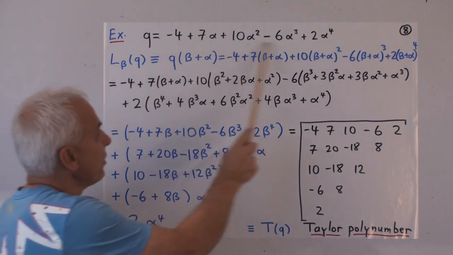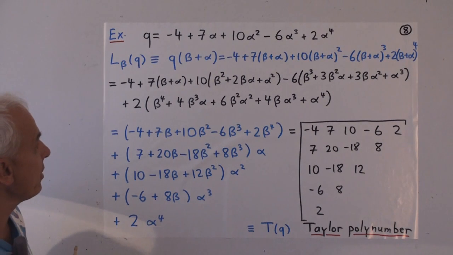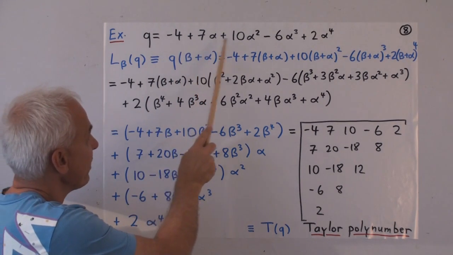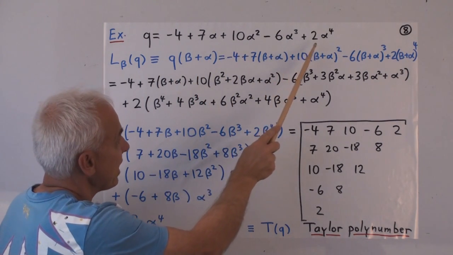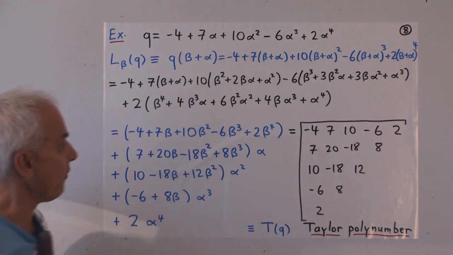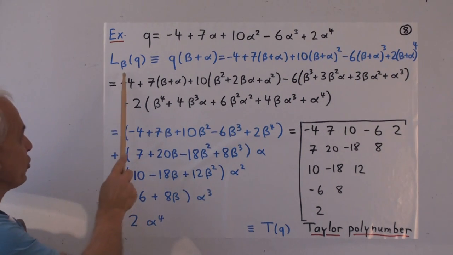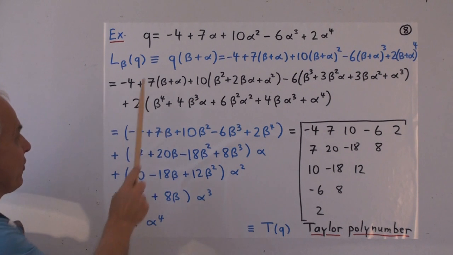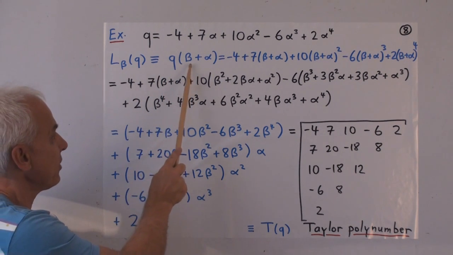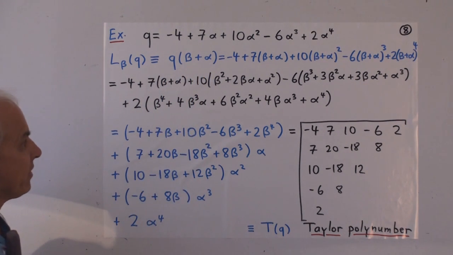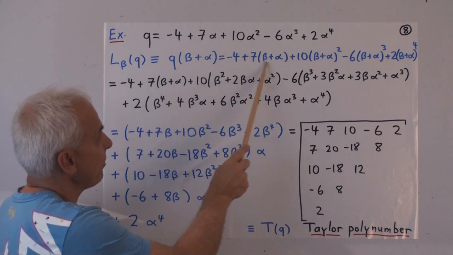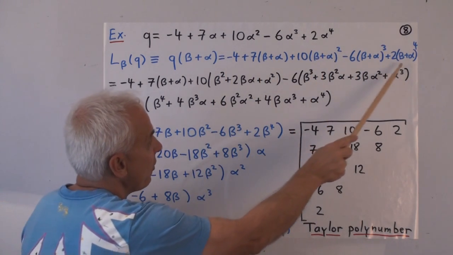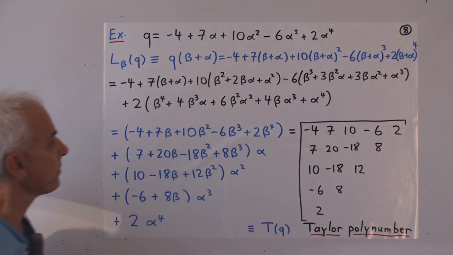Here's another integral polynumber, q: minus 4 plus 7 alpha plus 10 alpha squared minus 6 alpha cubed plus 2 alpha to the fourth. We'll translate it by beta, so that means evaluating q at the combination beta plus alpha. So there we have beta plus alpha substituted for all the alphas there.